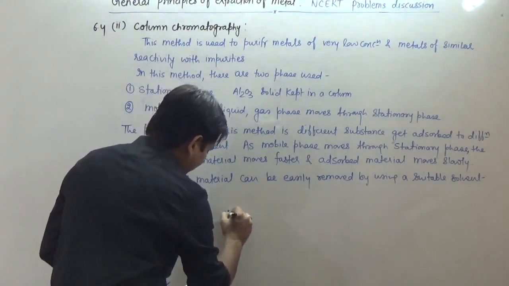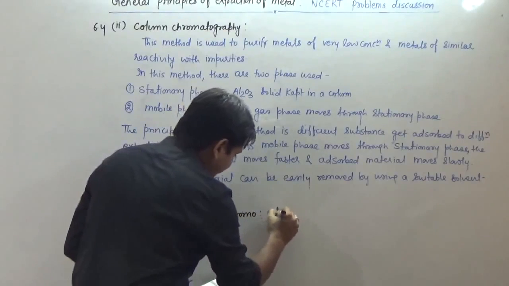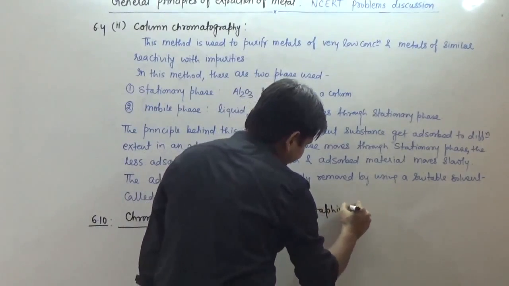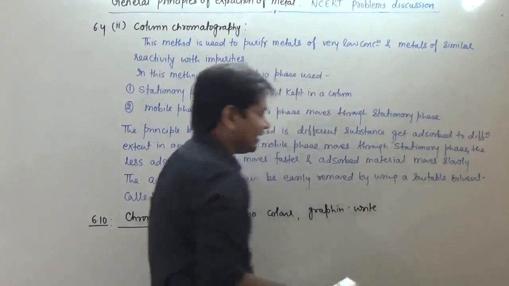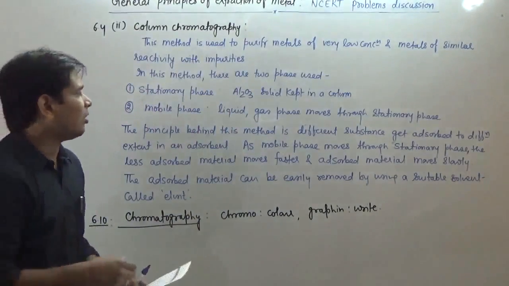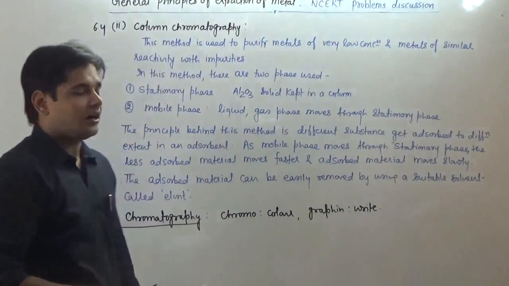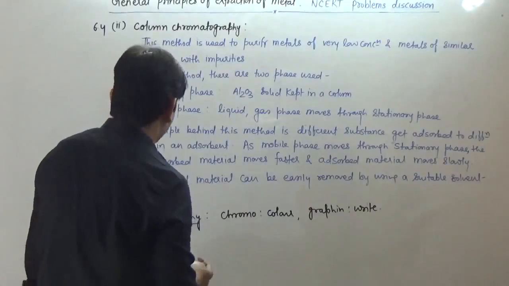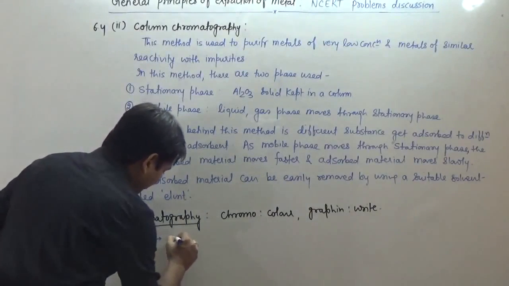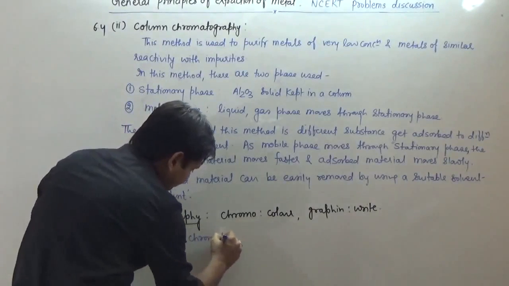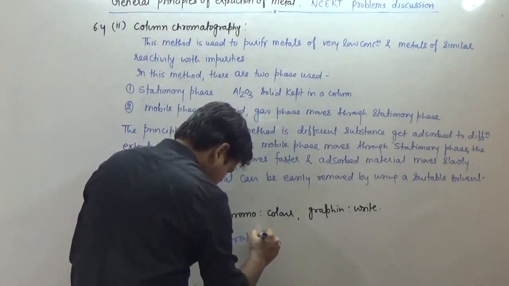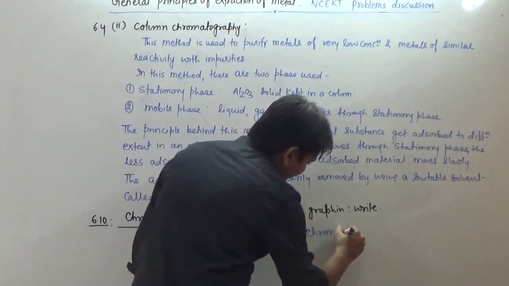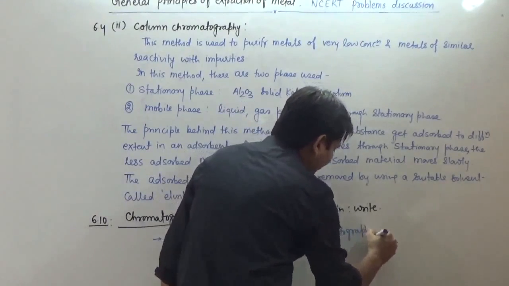Chromatography: chromo means color and graphein means write. So chromatography is a method in which the colors of different matter are seen in the process. Actually, there are different types of chromatography: gas chromatography, paper chromatography and column chromatography.